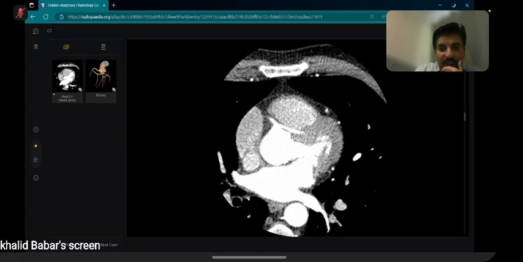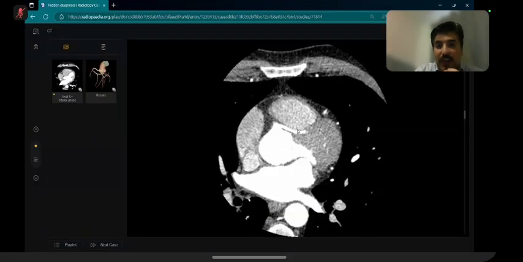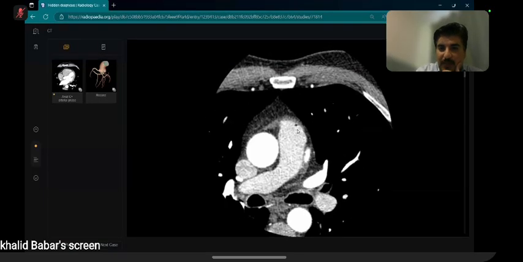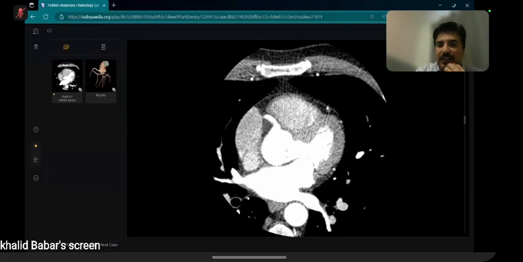So here, this is more inferior. It is around the level of the aortic root. So even if there is the malignant course between the right ventricular outflow tract and the aortic root, it is still called the malignant origin and malignant course. And again, you have to refer it to the surgeon, and if the patient is symptomatic, the patient might need surgery.